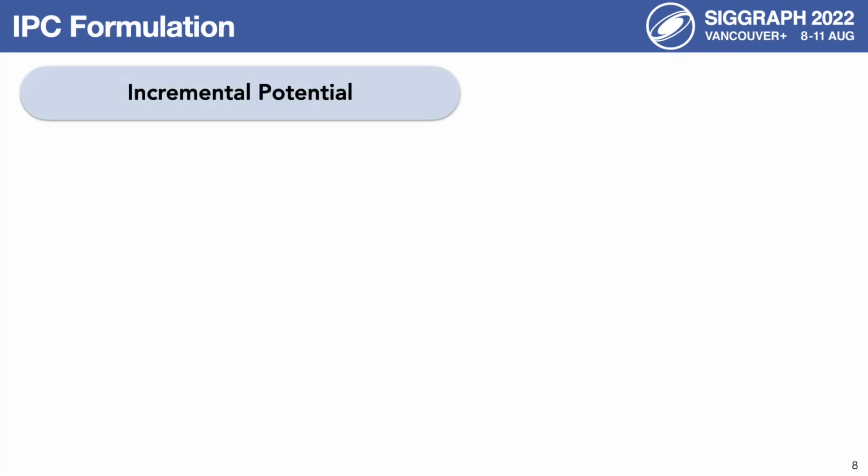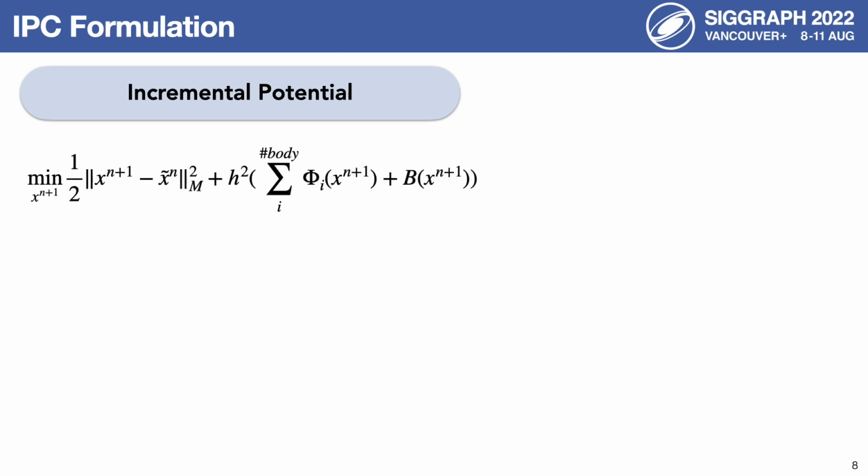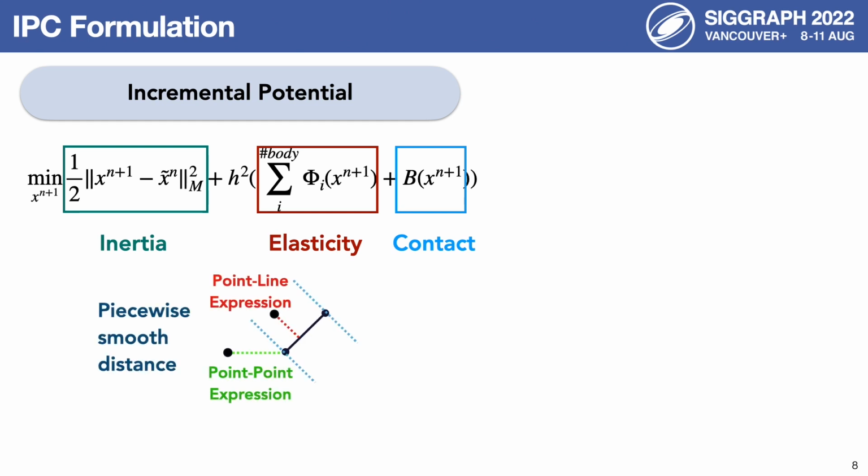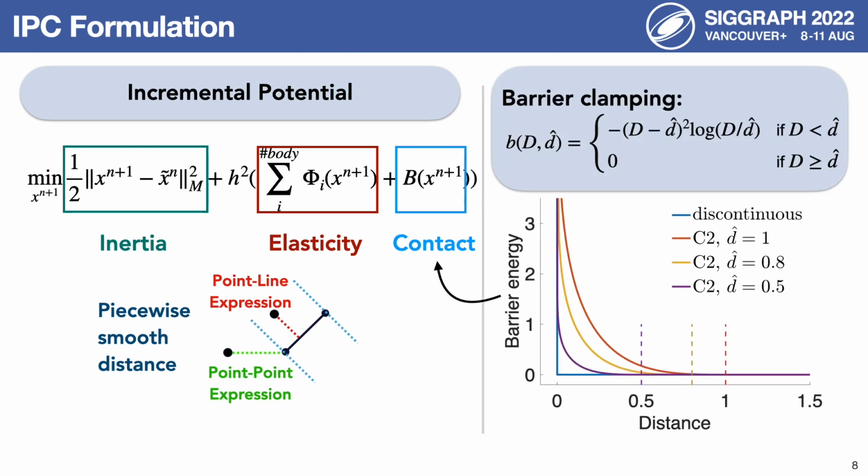The core ingredient of IPC is to formulate the simulation step as an optimization problem. The objective energy, called incremental potential, consists of inertia, elasticity, and an extra contact term to enforce contact constraints. More specifically, we calculate the unsigned distance between each contact pair and apply a smoothly clamped barrier energy to prevent it from getting to zero. Finally, the optimization problem is solved to a local minimum using Newton's method with line search, which gives guaranteed global convergence.